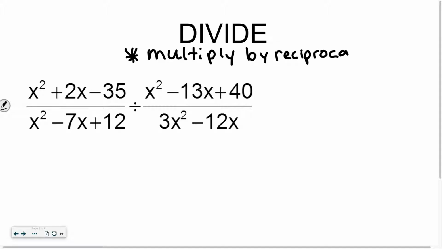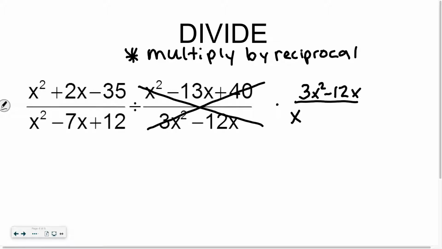So I usually start all my division problems by just changing the second fraction. The first fraction stays the same. This divide by this fraction turns into multiply by the reciprocal. So I'm just going to cross this off, and I'm going to write times 3x squared minus 12x over x squared minus 13x plus 40. So dividing fractions is really multiplying by the reciprocal.